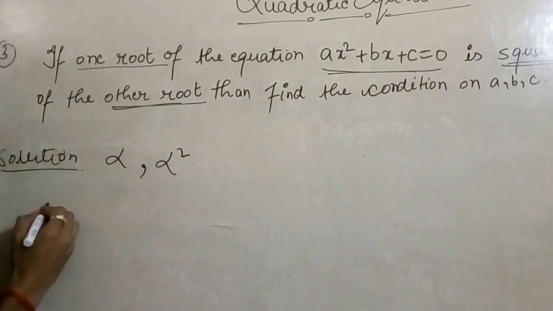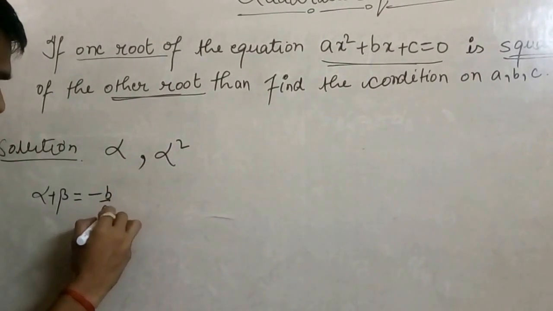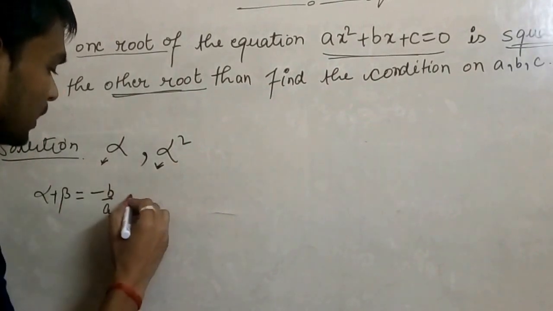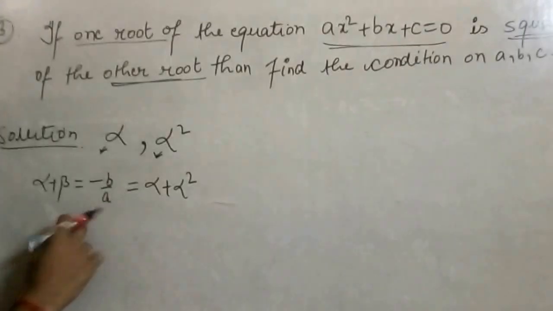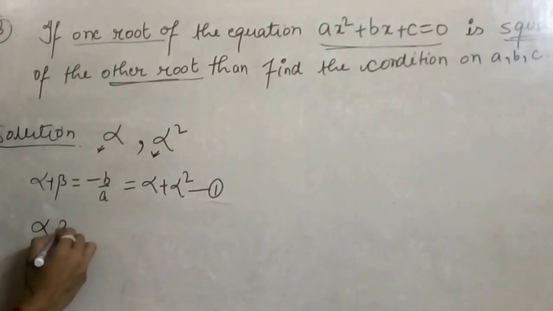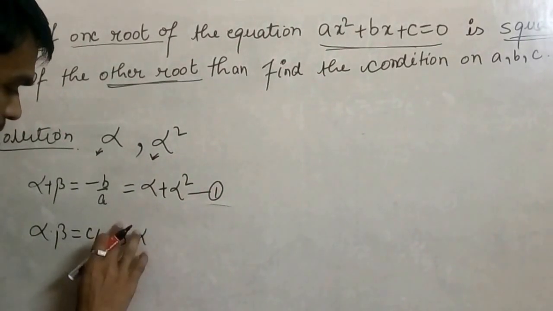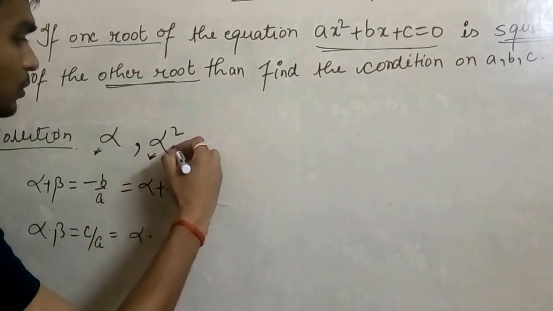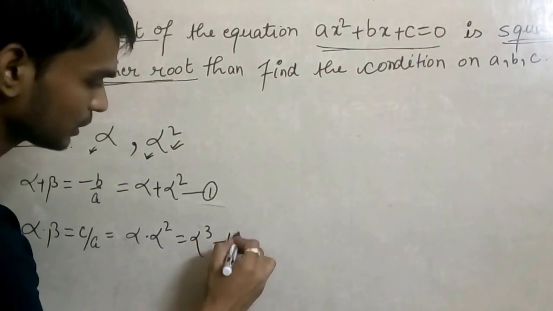Then we know that alpha plus beta equal to minus b by a, where here alpha equal to alpha and beta equal to alpha square. Then we get alpha plus alpha square equal to minus b by a. This is the first equation. And alpha into beta equal to c by a. Here alpha into beta equal to alpha square gives alpha cube equal to c by a. This is the second equation.